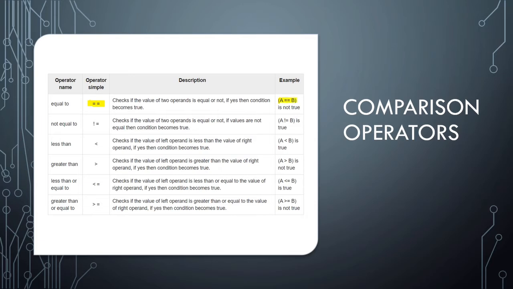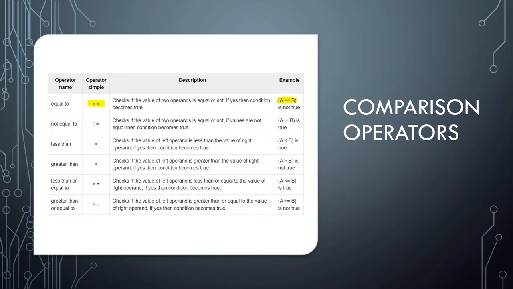A is equal to B. This is checking if these two comparisons are equal, or these two operands, or whatever you'd like to call them, are equal, these two inputs rather. So is the button state equal to low? So that's what we would be checking in this code.